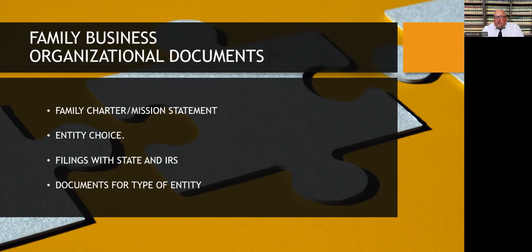We'll talk about some of the filings that are needed to organize and get your business set up with both the state and with the IRS, and some of the tax and organizational issues with the filings, and also some additional documents such as shareholder agreements and other issues in terms of structuring and organizing your family business.